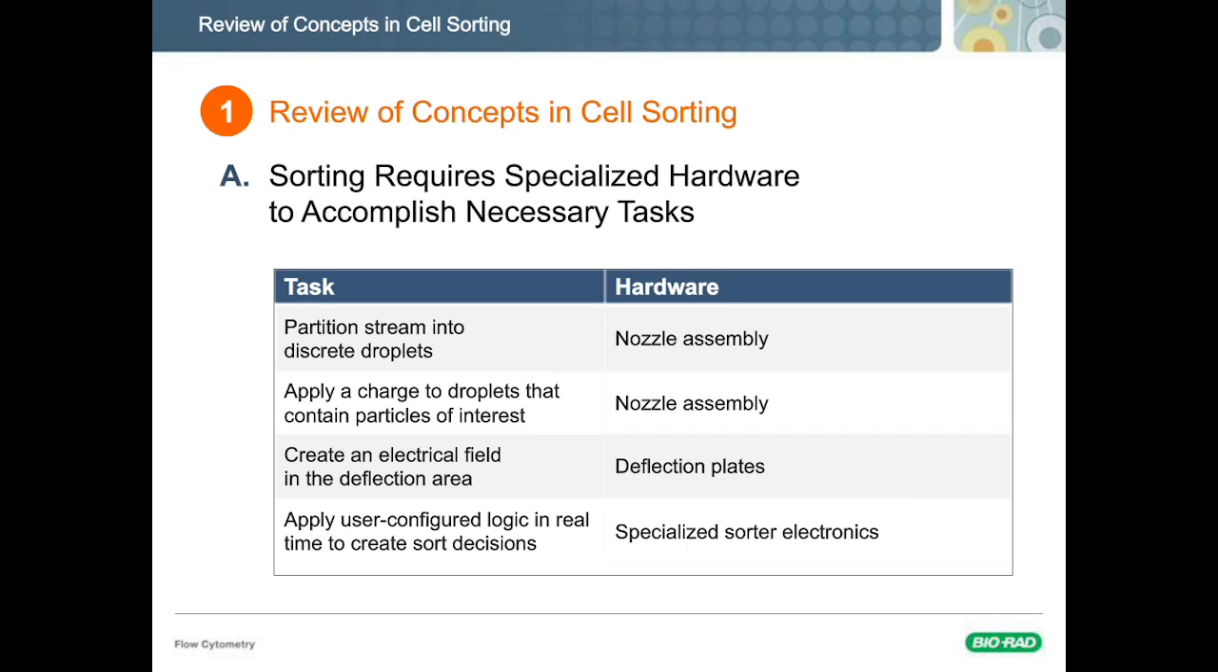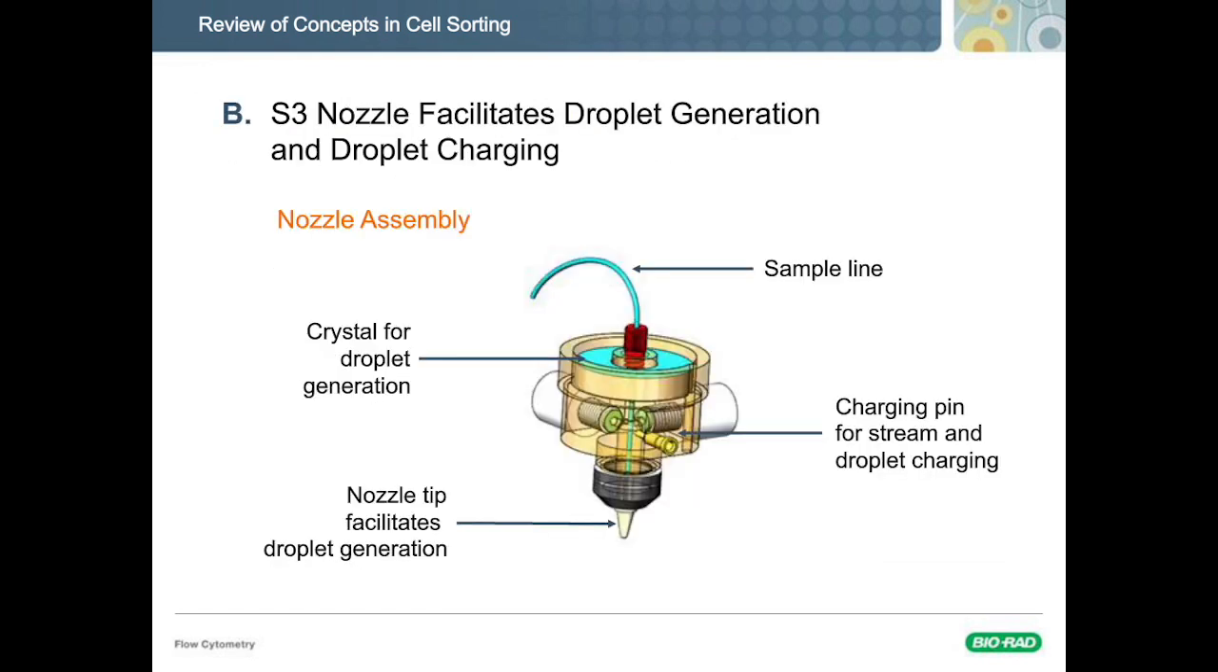As that charged droplet goes down, it enters the electrical field so it can deflect. We're doing electrostatic deflection, so the deflection plates are creating the field for that. And all the rest of the pieces that put together the timing and the signals are done with the sort electronics.